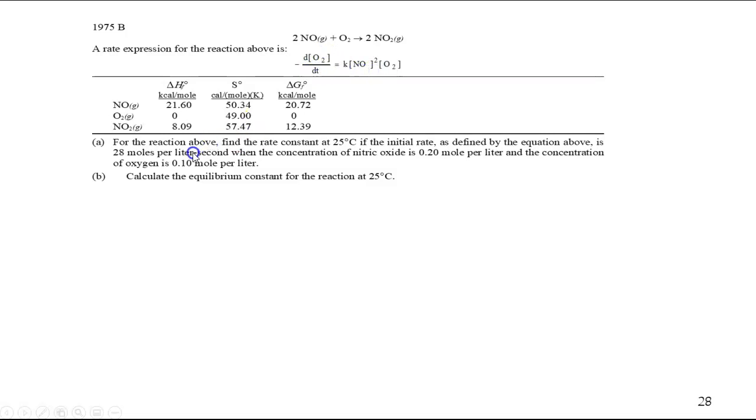That shouldn't be too bad. We'll just find out what k is. And finally, what the equilibrium constant, that's K, is, that's a different K_eq, for the reaction at 25 degrees.